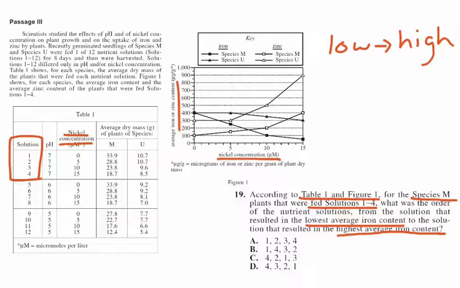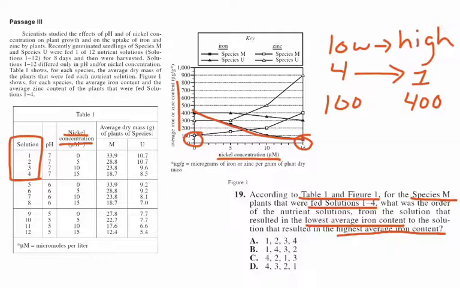So solution 1 has a nickel concentration of 0. So 0 is going to put it right here, so 400. And solution 4 has a nickel concentration of 15. So all the way over here, and that puts that around a little less than 100. So we'll call it 100. So the order is definitely going to go, because we have a decreasing relationship here, 4 to 1, lowest to highest. So D has 4 to 1, so it has to be D.